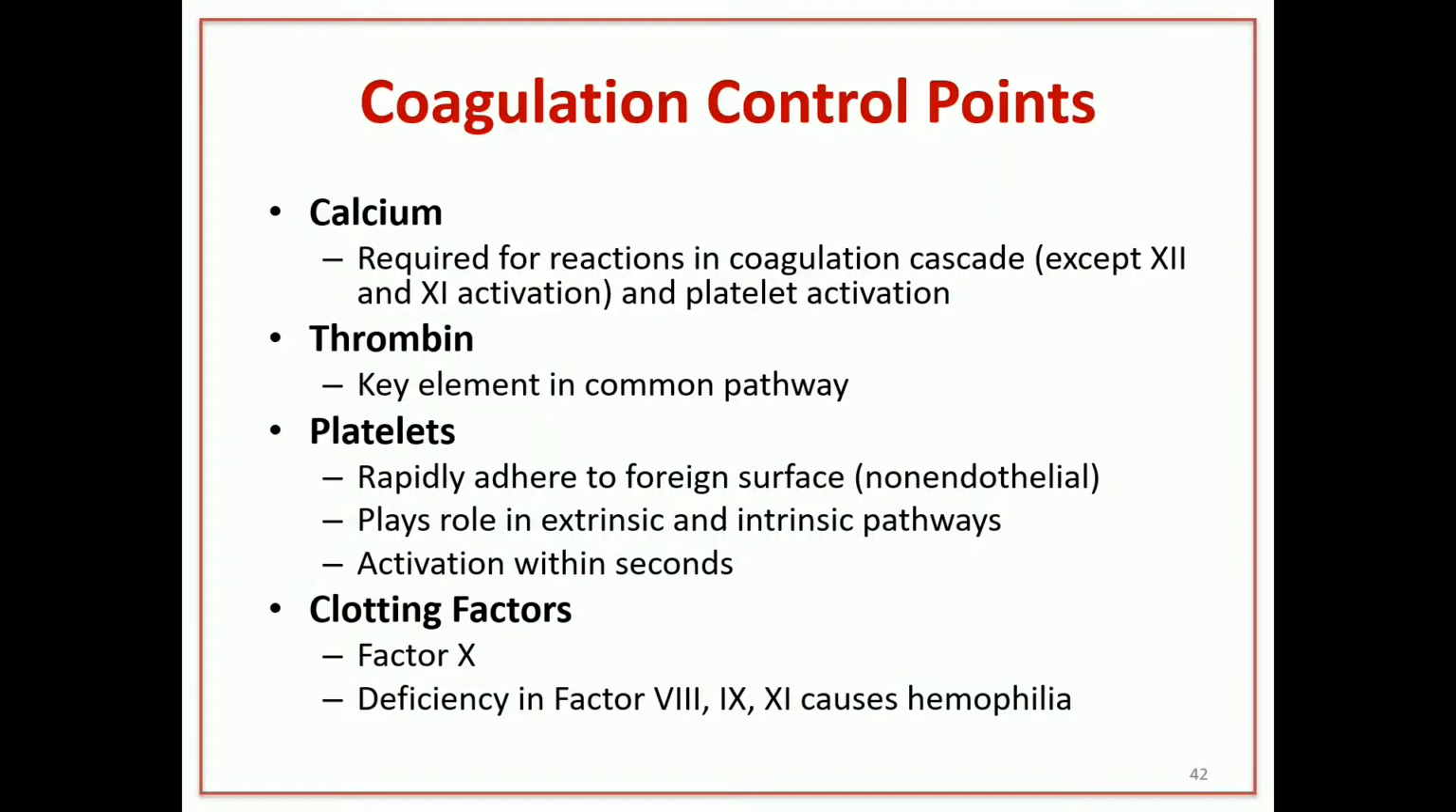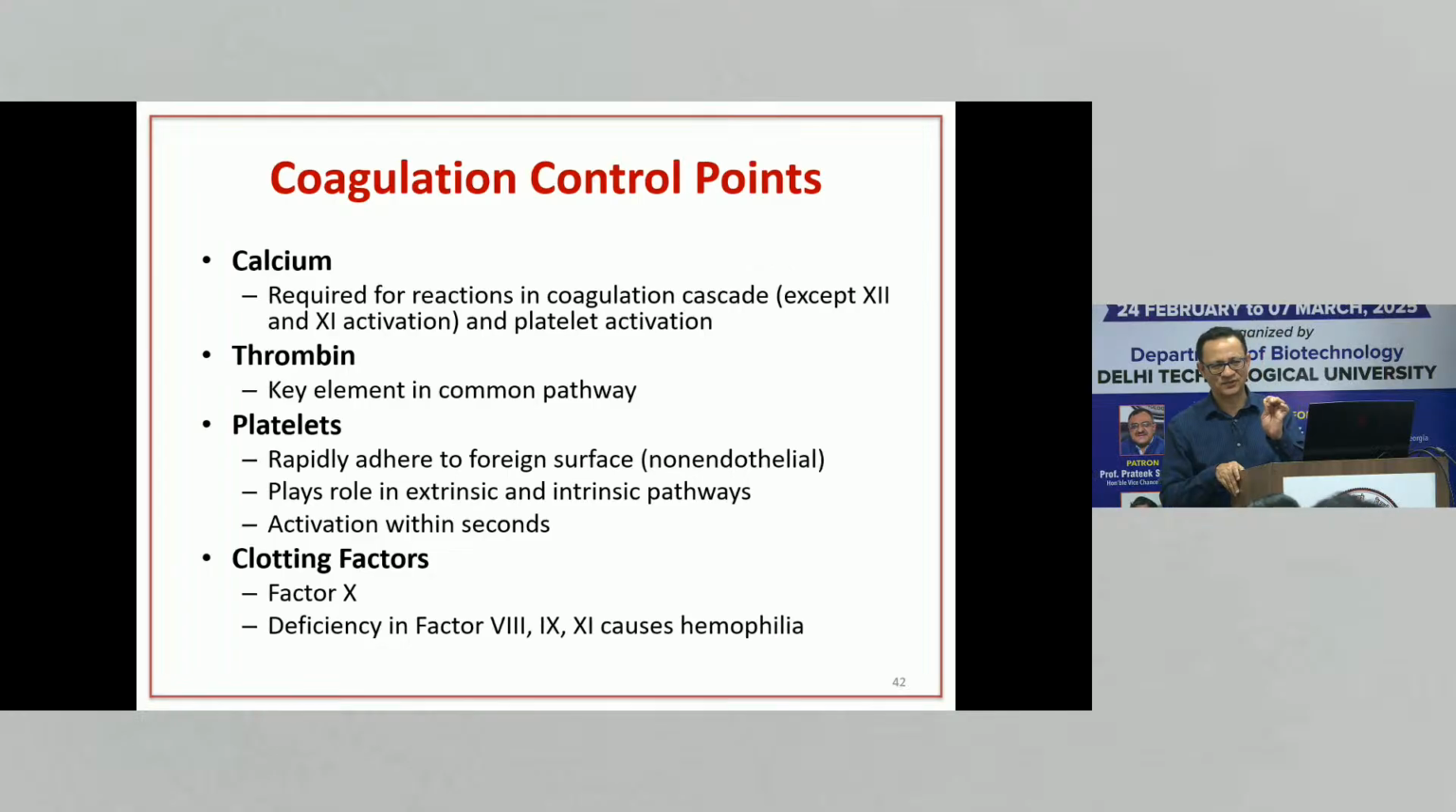Okay. So calcium is required for reactions in the coagulation cascade and for platelet activation. Thrombin is a key element in the common pathway. We talked about it: prothrombin getting converted to thrombin. Platelets rapidly adhere to foreign surfaces and play a role in the intrinsic and extrinsic pathways. Activation happens within seconds for platelets. Clotting factors, factor 10, and deficiency in factor 8, 9, and 11 can cause hemophilia.